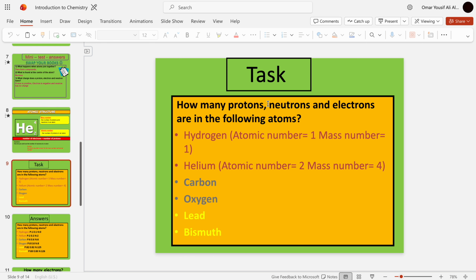This is a little task we have here. How many protons, neutrons, and electrons are in the following atoms? We have hydrogen and helium as example answers. Hydrogen, atomic number 1, mass number 1. Helium, atomic number 2, mass number 4. Now I want you to answer carbon, oxygen, lead, and bismuth. Here are some periodic table papers to check. Okay, so has everybody got their answers ready?